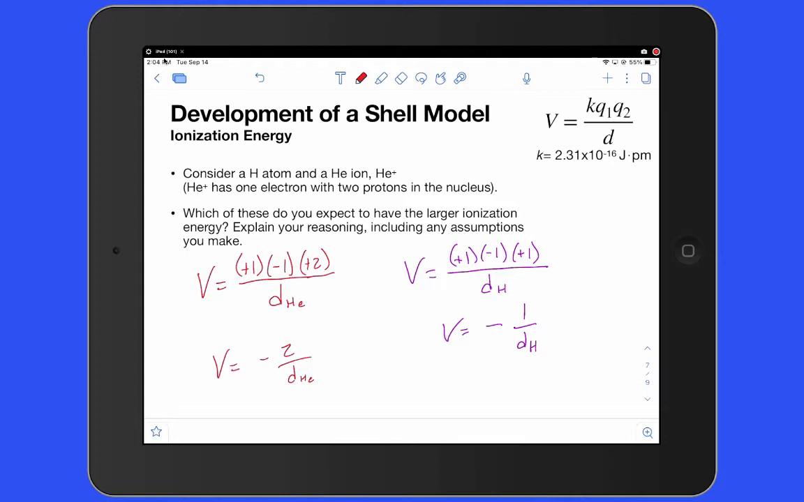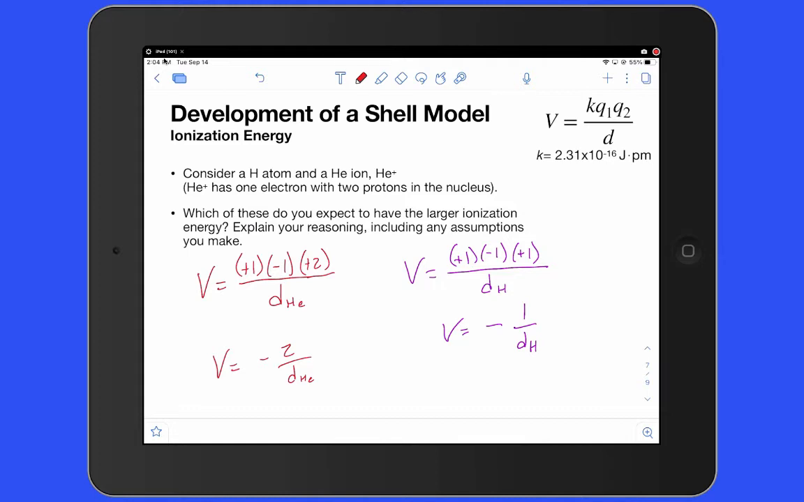Now, I know we don't have a number there for D, but what does your gut tell you as to which one would be the stronger attraction? The helium? Why? It's got the larger number. Correct. And I would agree with that. Helium is going to have the larger attraction.